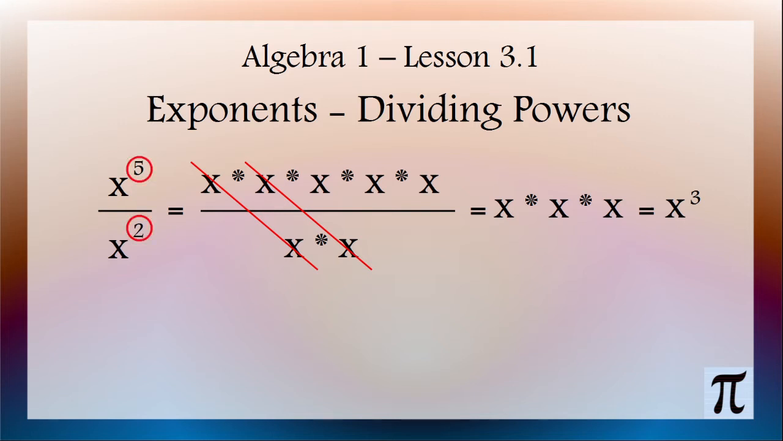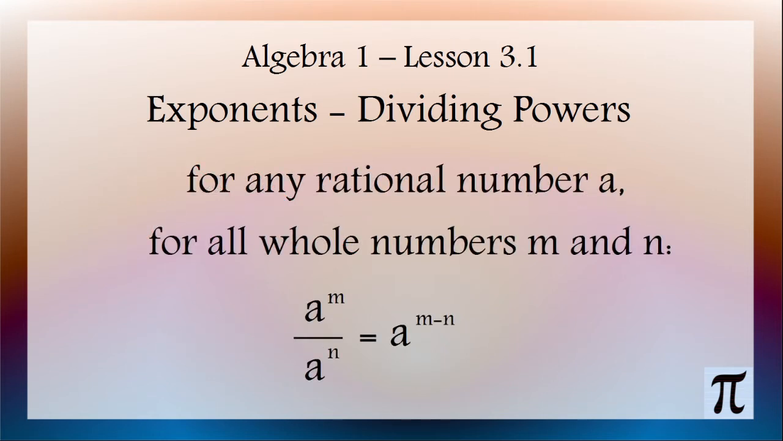Again, if you look at the exponents we started with, 5 and 2, this time we subtract them to get to the 3rd power. X to the 5 minus 2 power equals x cubed, which is what we got the first time around. So for any rational number a, for all whole numbers m and n, a to the m over a to the n equals a to the m minus n. We subtract powers when we divide them.